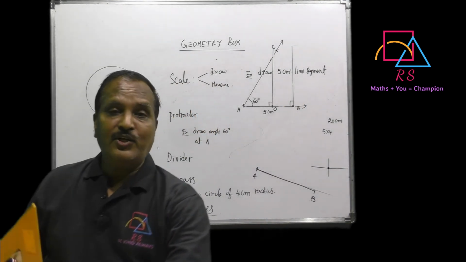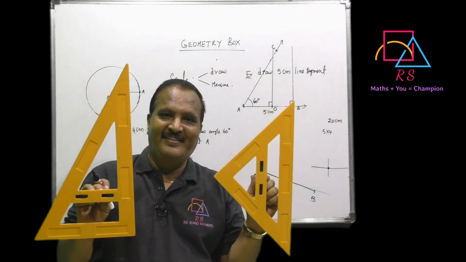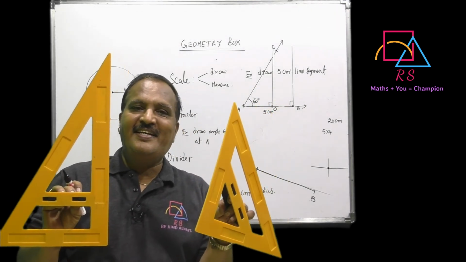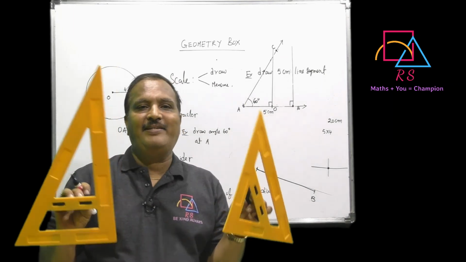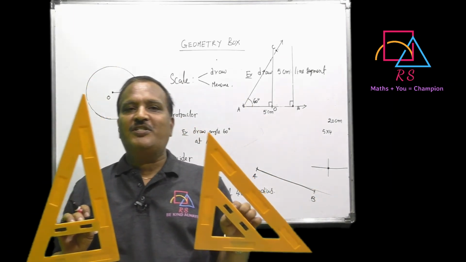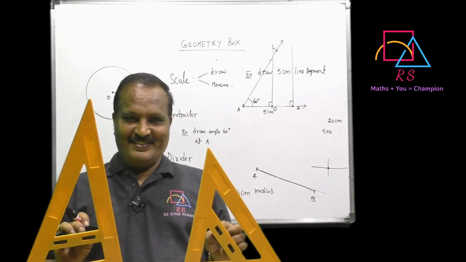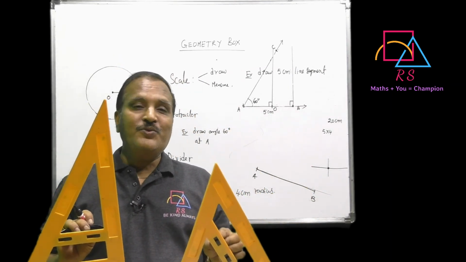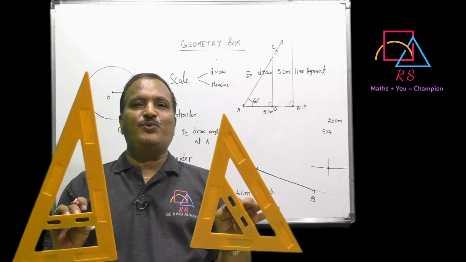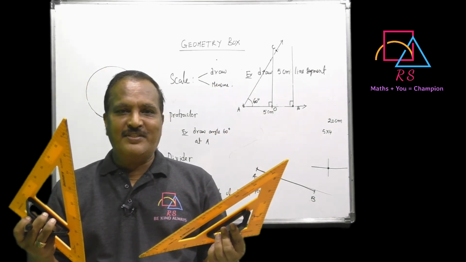Then why are two set squares needed? These two set squares are needed to draw the parallel lines. If you want to draw the parallel lines, you can use two set squares. Okay, how to draw the parallel lines using these two set squares, you learn by yourself.